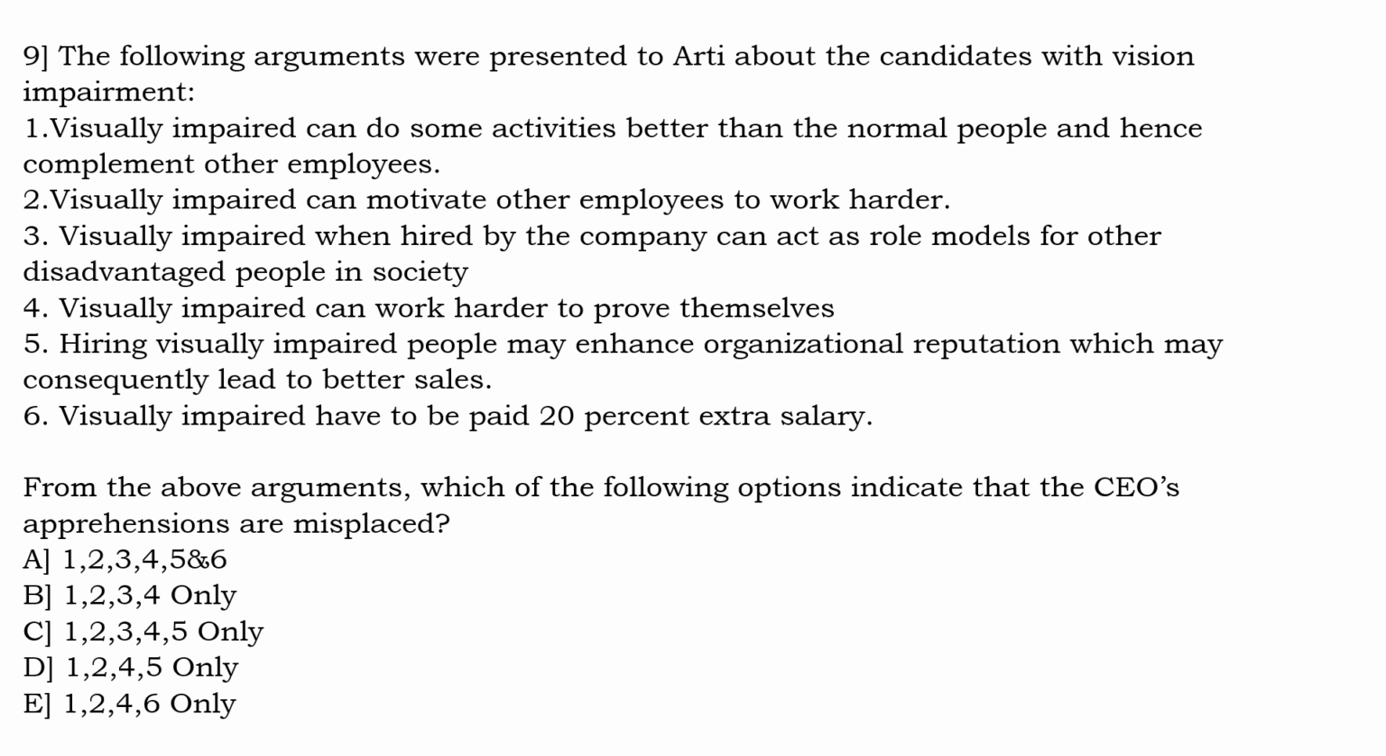So statements 1, 2, 3, 4, 5 are all supporting the hiring of visually impaired people into the organization. Sixth one is not. So your answer will be option C, 1, 2, 3, 4, 5 only. So that should be your answer for this particular question.